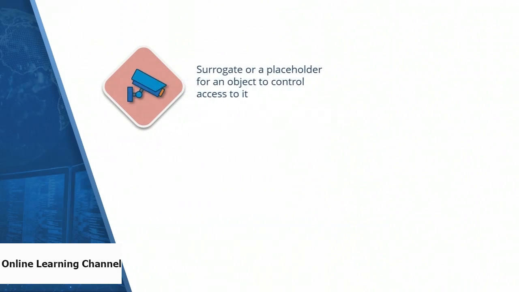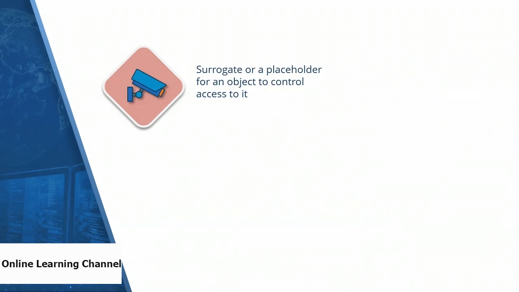A proxy is a surrogate or a placeholder for an object in order to be able to control access to that object. What you're trying to achieve with the proxy design pattern is to not have your clients use an object or a resource directly. Instead, all of their access is directed or gated through a proxy object.